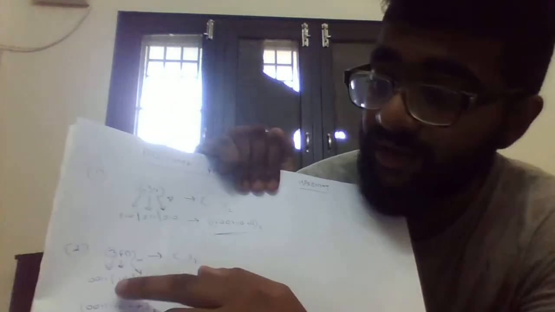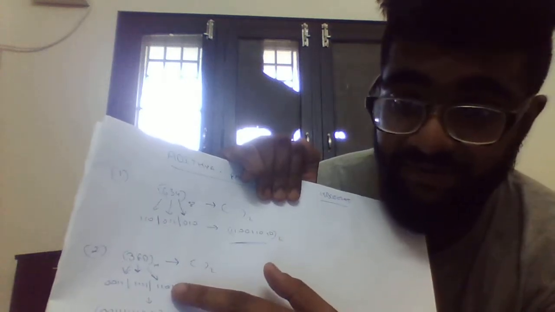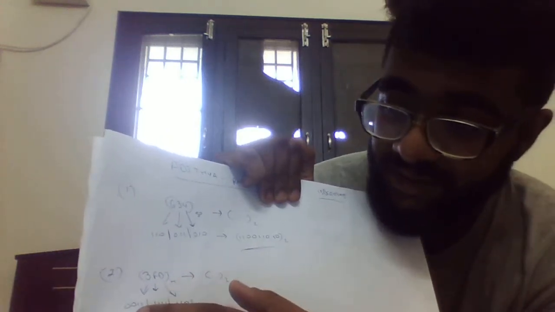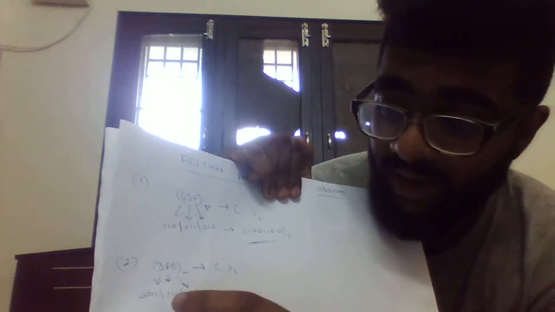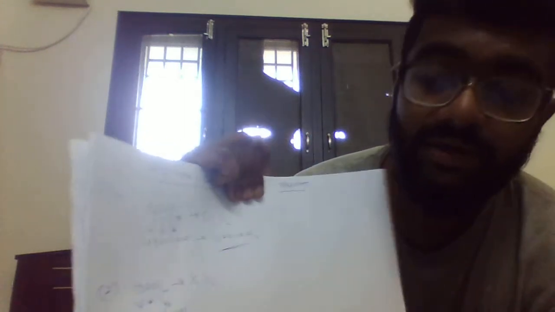The second question is to convert the number 3FD of the hexadecimal version to the binary version. It can be done in the same way, where 3, F and D are converted to the respective binary form. Like 3 is written as 0011, F is 1111, D is 1101, and then you write it together, and that is the binary form.